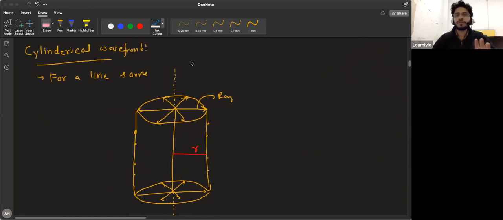Okay, do you remember something from ray optics? If your object is at infinity, how will the rays look like? Your object is at infinity, how will the rays look like?